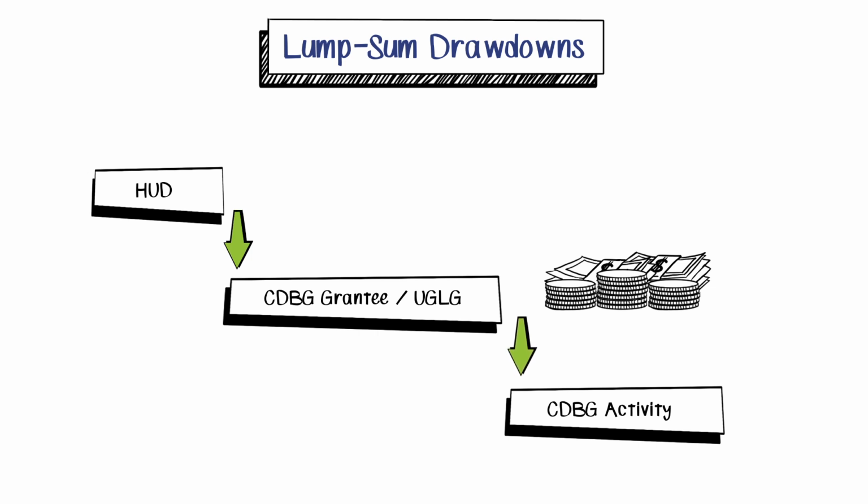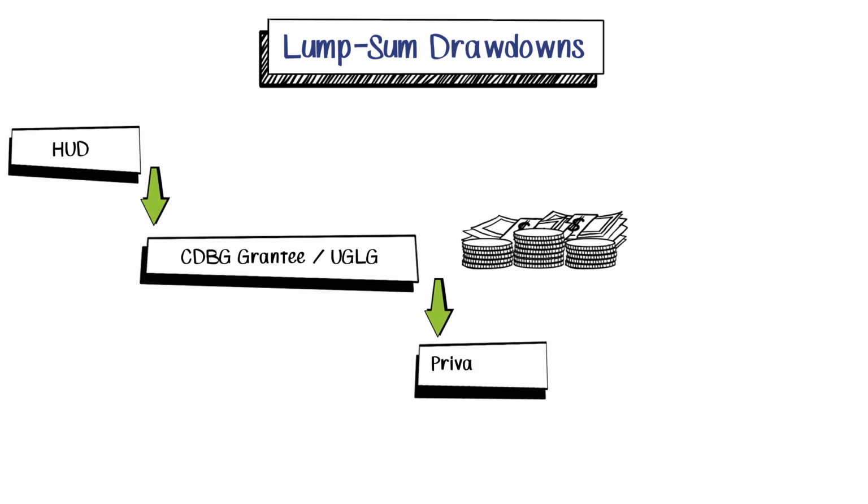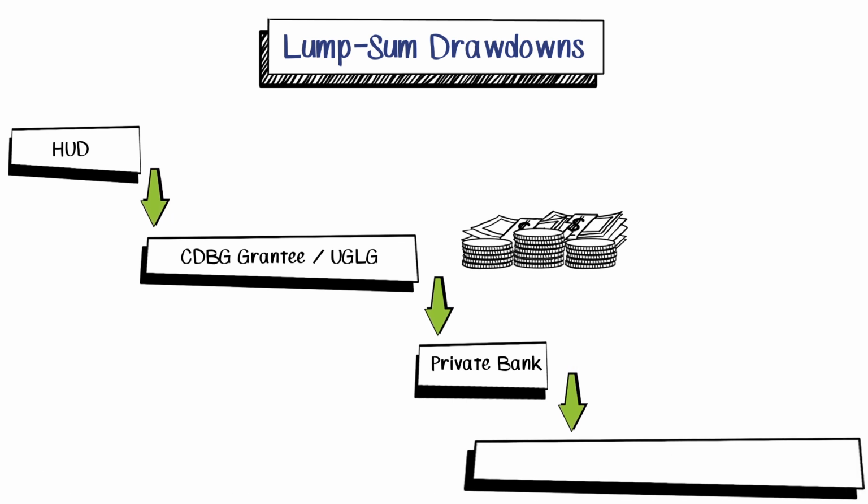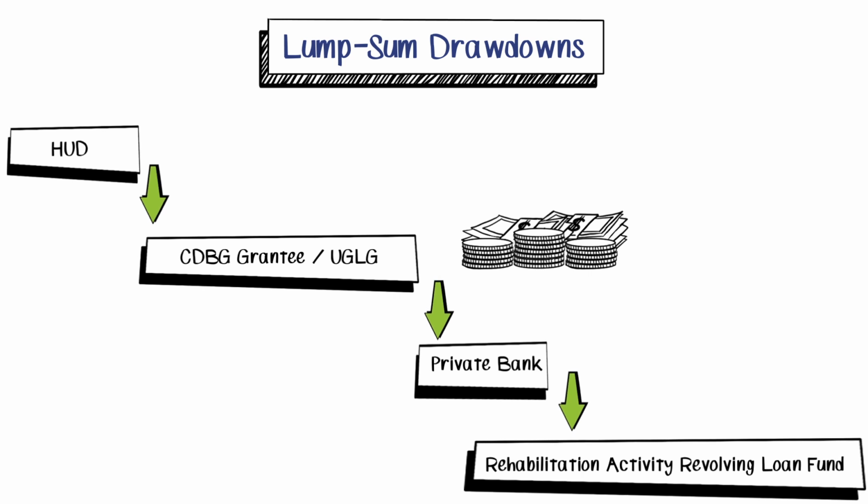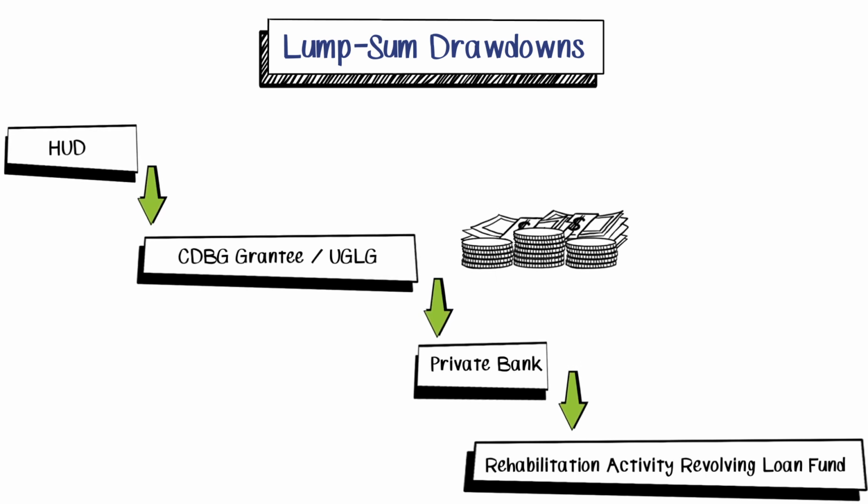However, Section 104H of the Housing and Community Development Act authorizes CDBG grantees and units of general local government to draw down funds from its grant in a lump sum if the funds will be deposited in a private financial institution and used as a revolving loan fund to finance eligible rehabilitation activities. Such financing may include loans, interest subsidies, loan guarantees, loan reserves, or other forms of financing if approved by HUD.